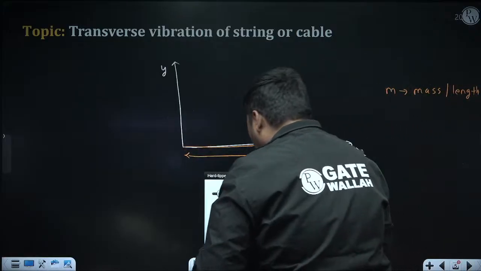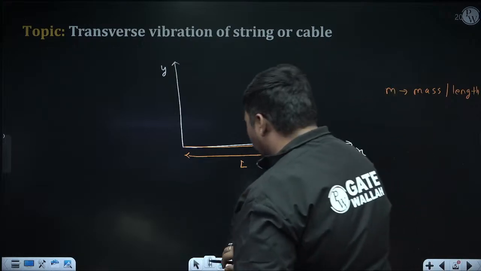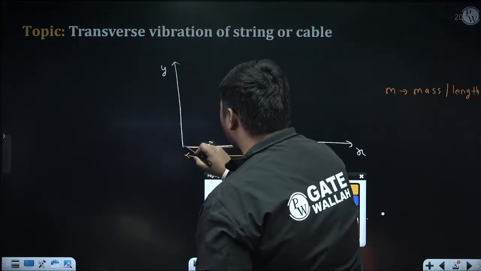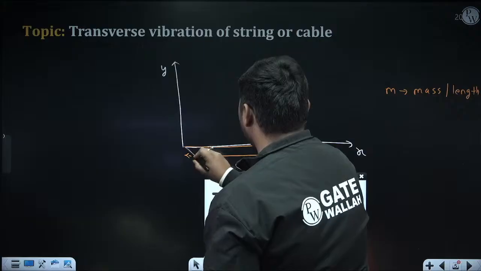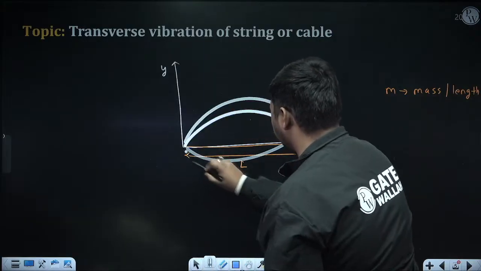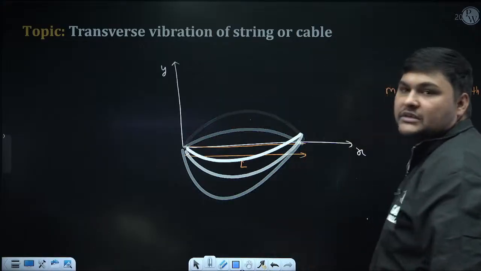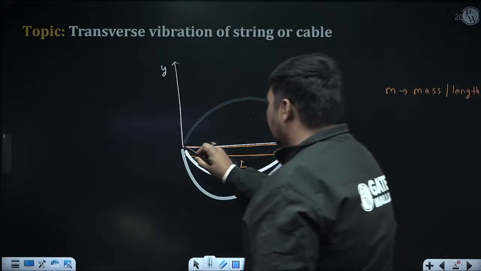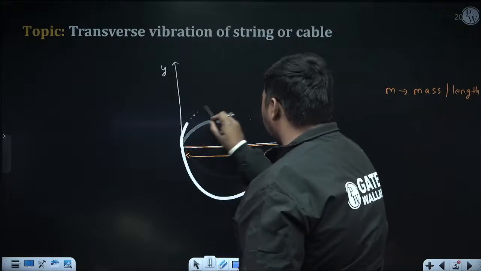Then you can imagine one type of vibration which can occur in this system is like this. See, it is going like this, then above like this. This is one way of vibration. In another way, vibration can occur in this system like this.